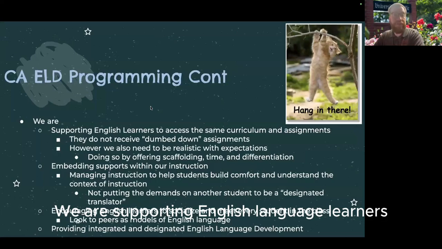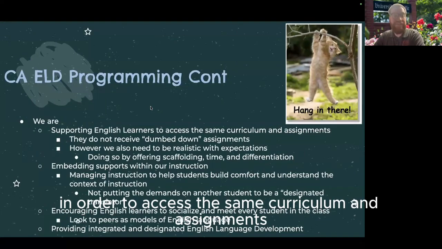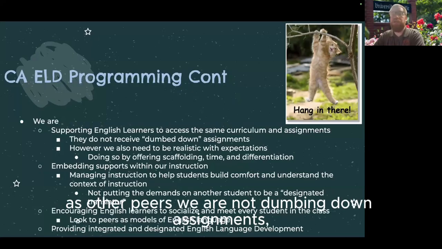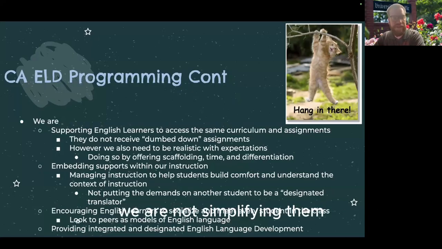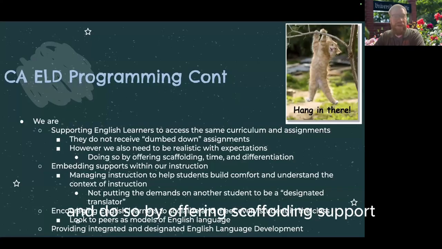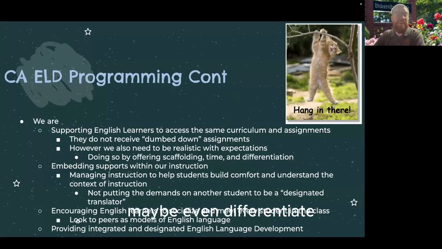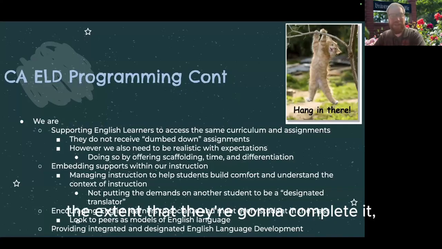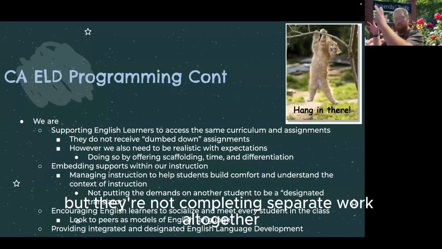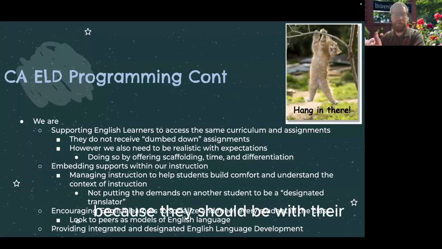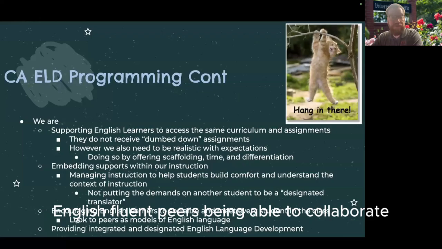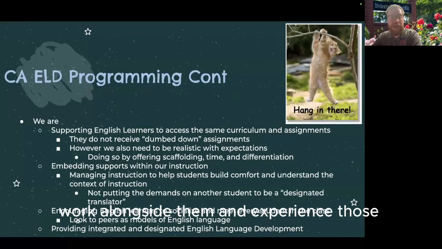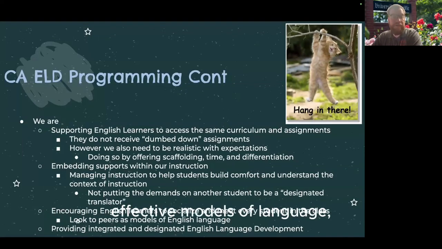We are supporting English language learners in order to access the same curriculum and assignments as other peers. We are not dumbing down assignments, and we are not simplifying them, but we also should be realistic about the capabilities of English language learners, and do so by offering scaffolding and support, maybe even differentiating the extent to which they're going to complete it. But they're not completing separate work altogether, because they should be with their English fluent peers, being able to collaborate, work alongside them, and experience those effective models of language, those peer models.